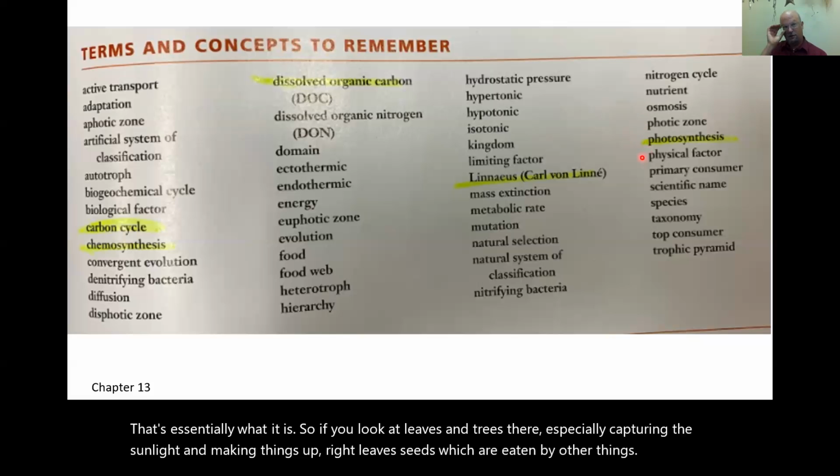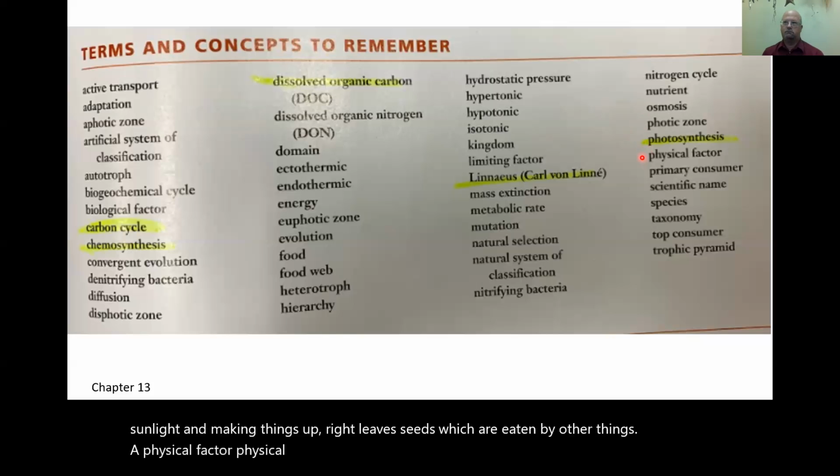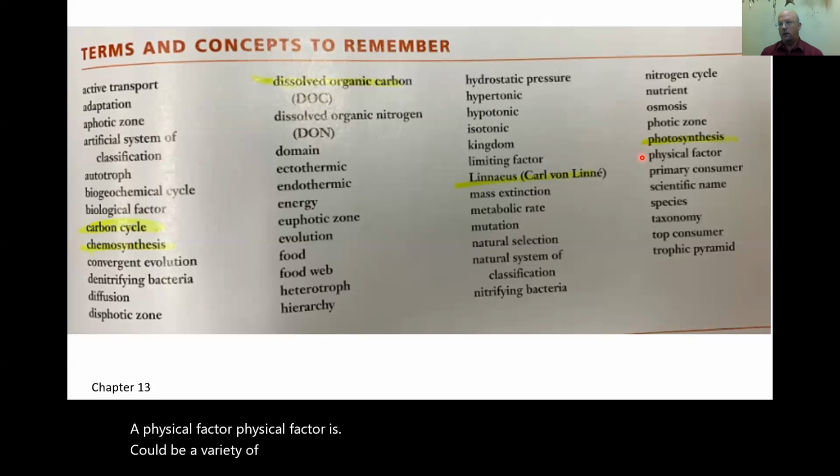Physical factor could be a variety of different things. But if you're at the beach, a physical factor might be the amount of sunlight that the beach gets. Any physical attribute that exists that could impact a species.